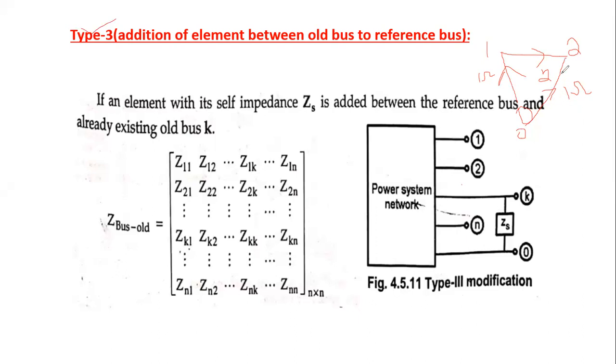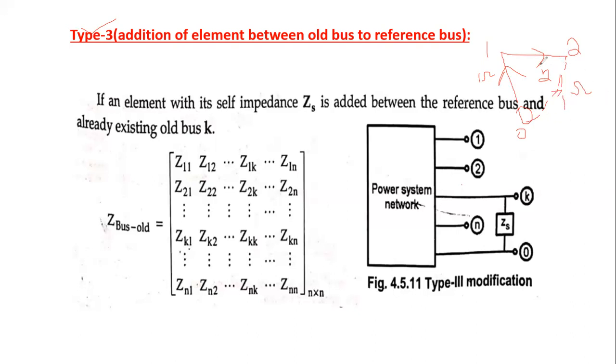In the type 3 modification, the element is added between the old bus and the reference bus, so it will be considered as a link. That's why this element is considered as the link. Link means that it will be represented in dotted form. The value for that element is 1 ohm.